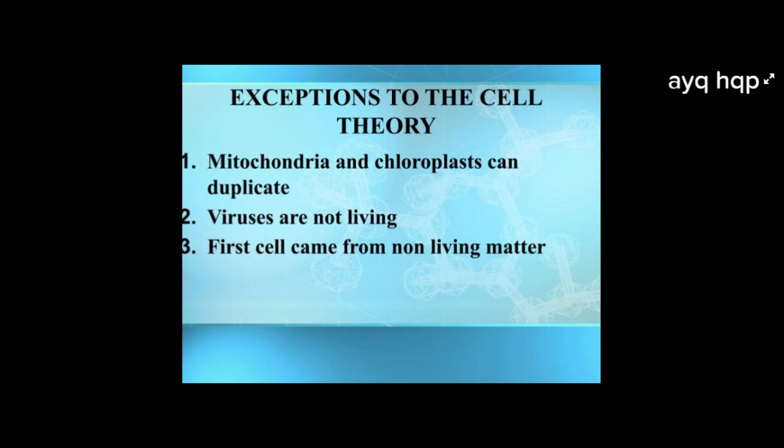So our exceptions to the cell theory: mitochondria and chloroplasts can duplicate, which is actually very important. As you exercise, your mitochondria will duplicate and provide more because the mitochondria provide energy, just like chloroplasts. When the sun is shining and it's spring and summer, there's more chloroplast there to perform photosynthesis. So they can do those more. There's also DNA in the chloroplast and mitochondria, but we won't get into that.